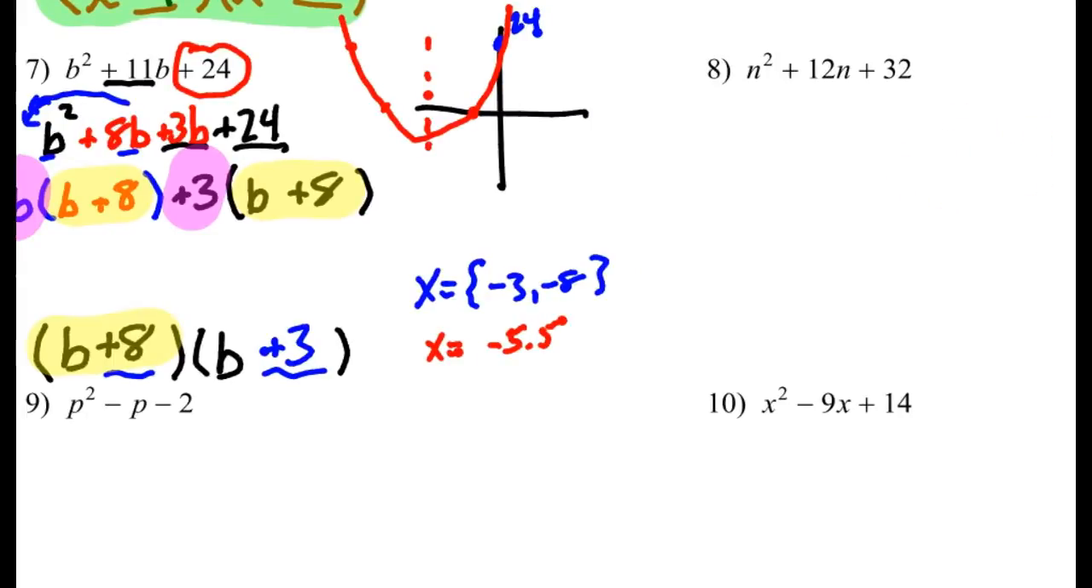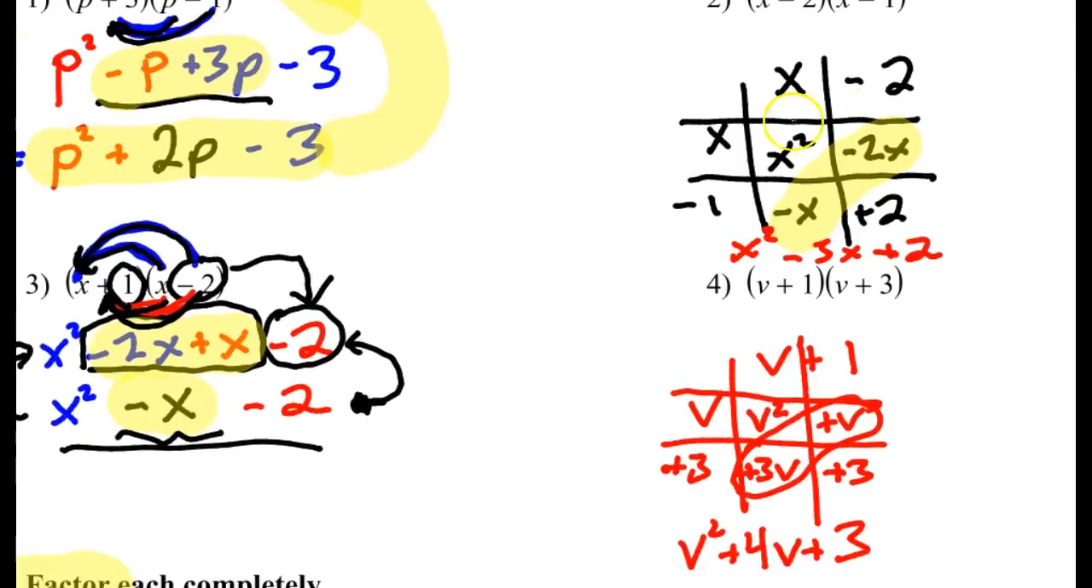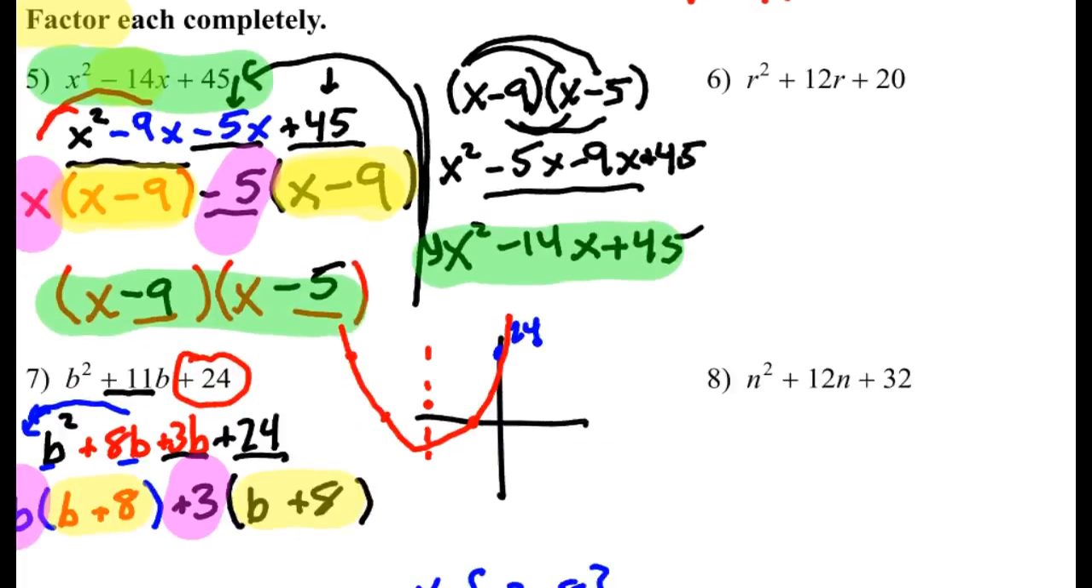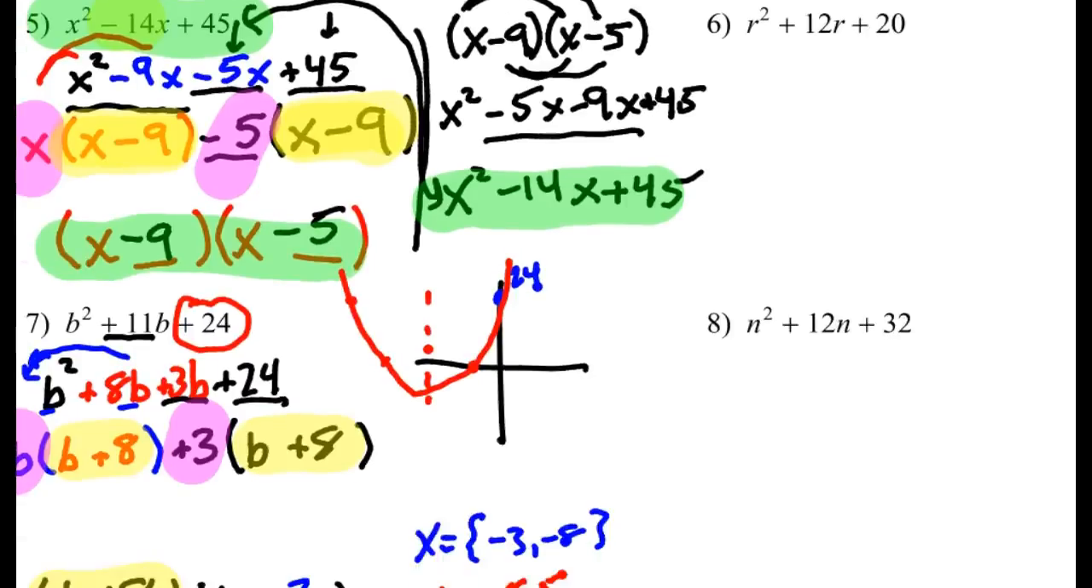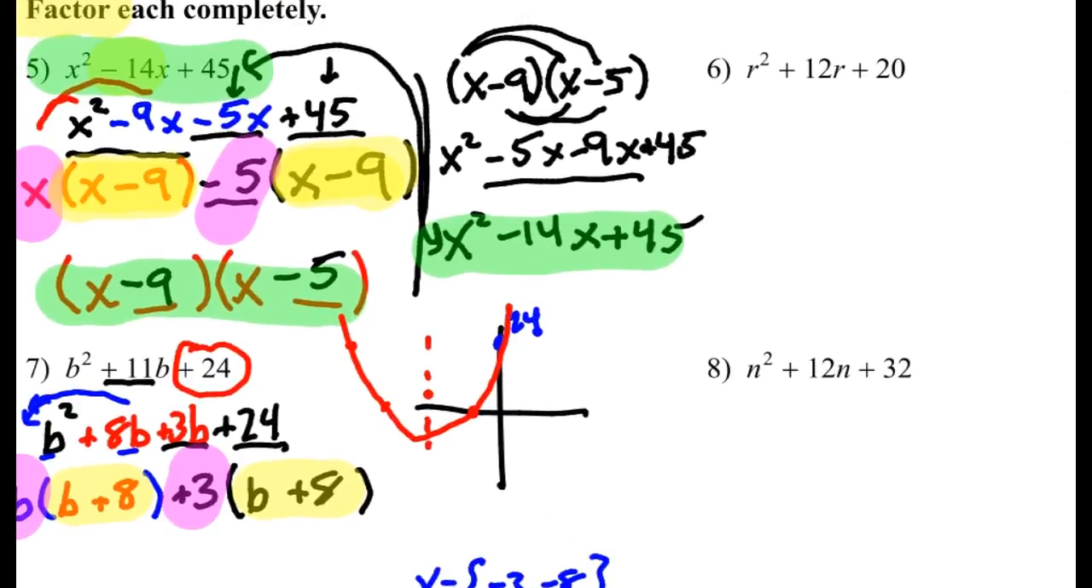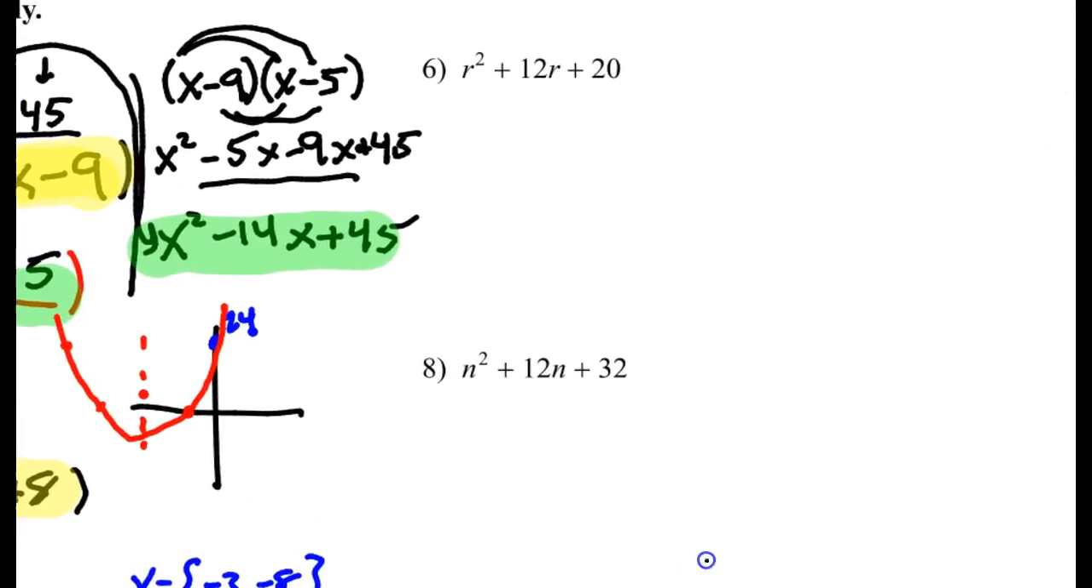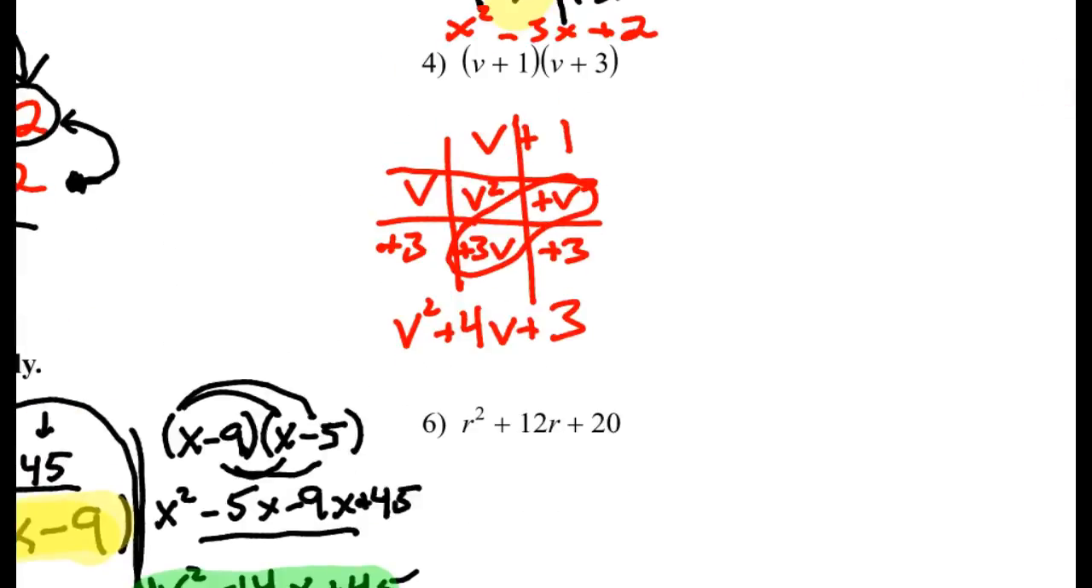But remember, we have more than one method. We also have the box method. So some people like the box method. Let me do 6 and 8 using the box method and see if you like it better or maybe not. So let's look at these two. Now remember, our answer is going to be this, right? That's our answer, v plus 1 and v plus 3. So I'm going to fill in the middle of the box and work backwards to get the outside.